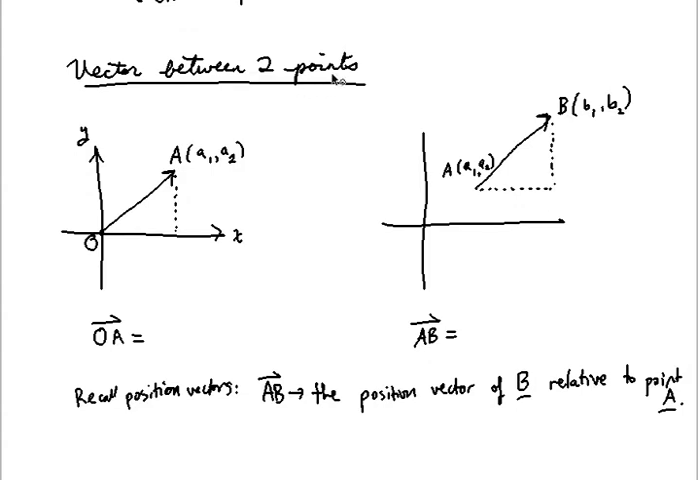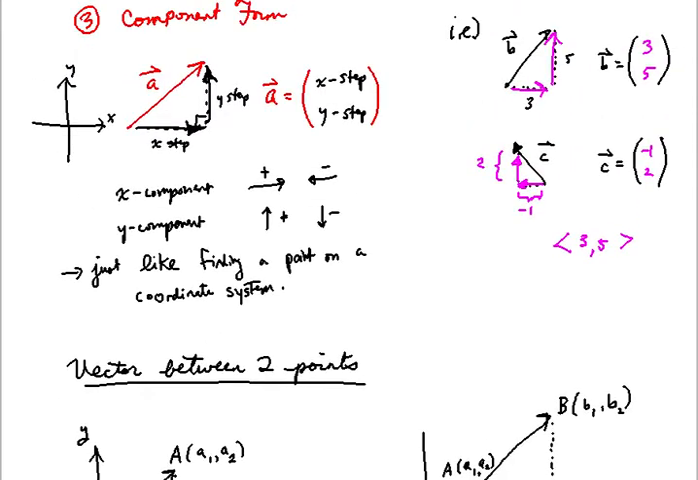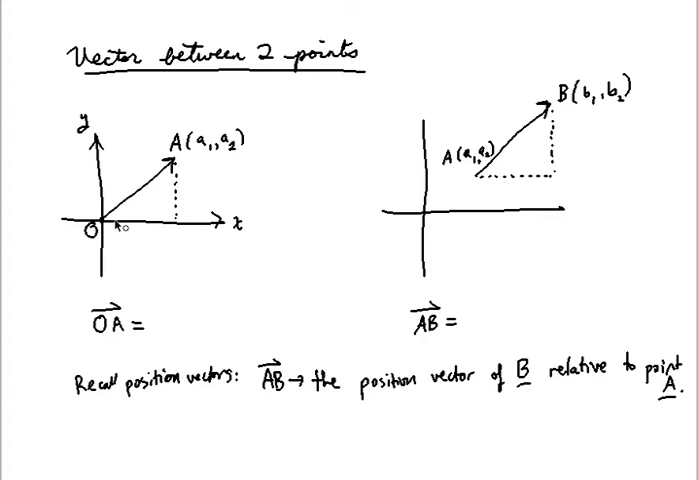All right. What about vectors between 2 points? Now that we know how to write a vector using component form, this is really convenient for us because we can actually quantify the vector between point A and point B. I always look at the starting point as the tail of my vector and the end point as the tip, or the head, of my vector.